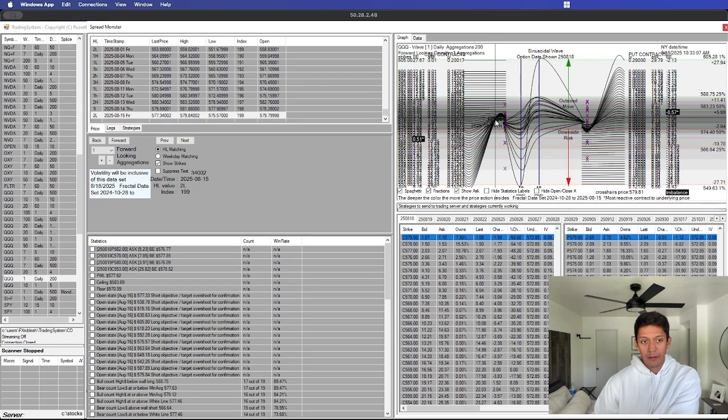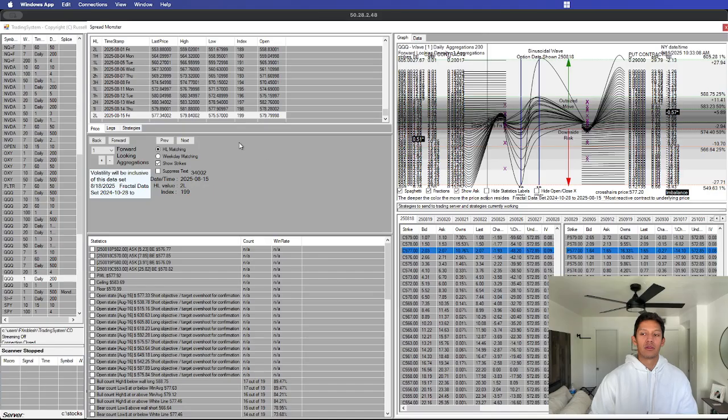Super powerful stuff. So I hope this helps as an overview of the spread monster. We'll definitely get into deep dives of it, and enjoy. It's a very powerful tool.